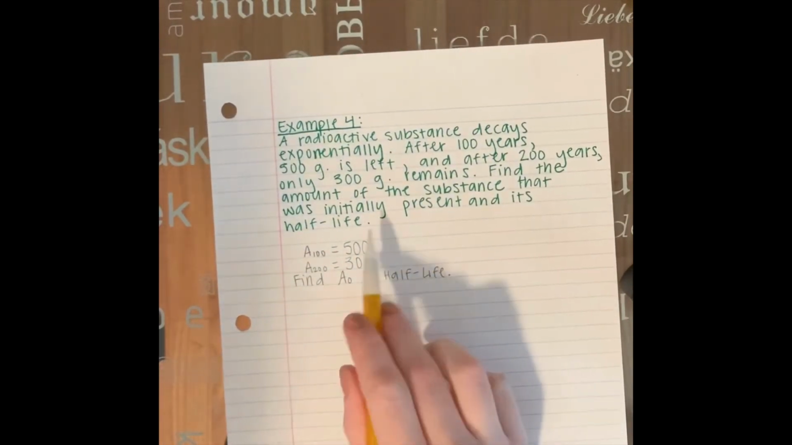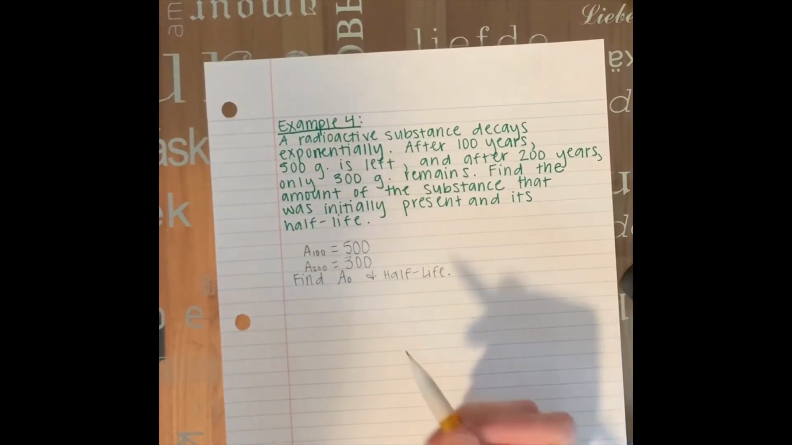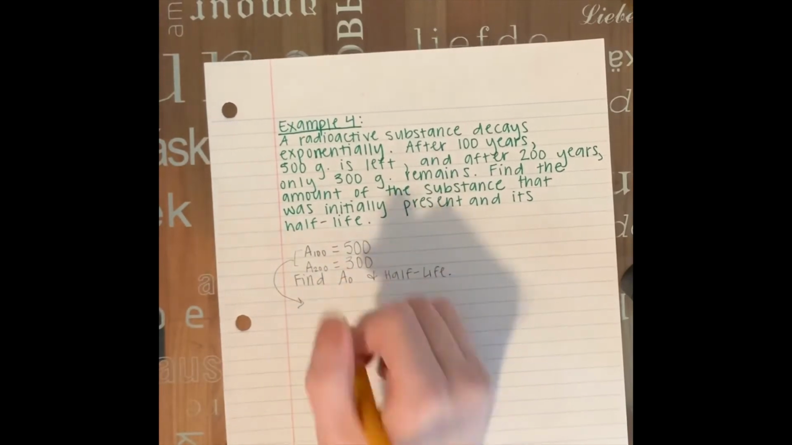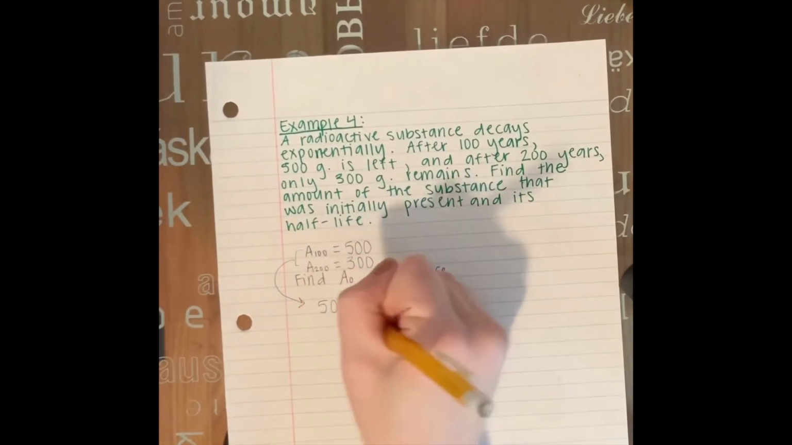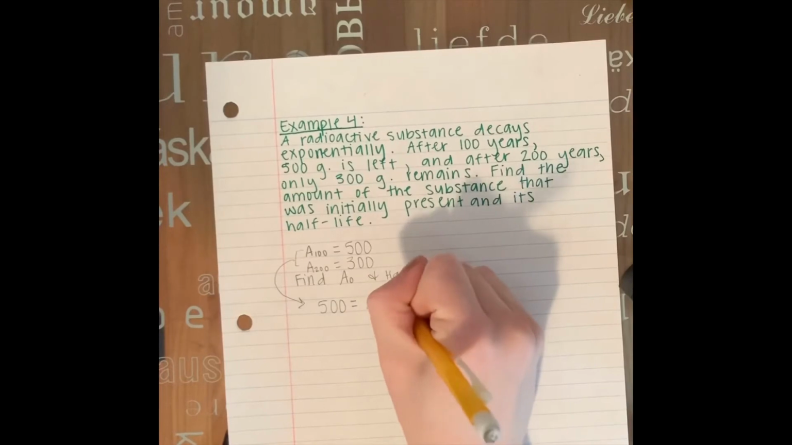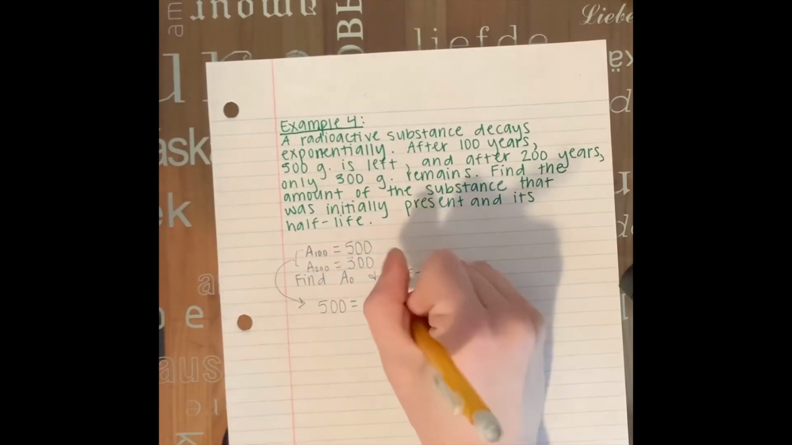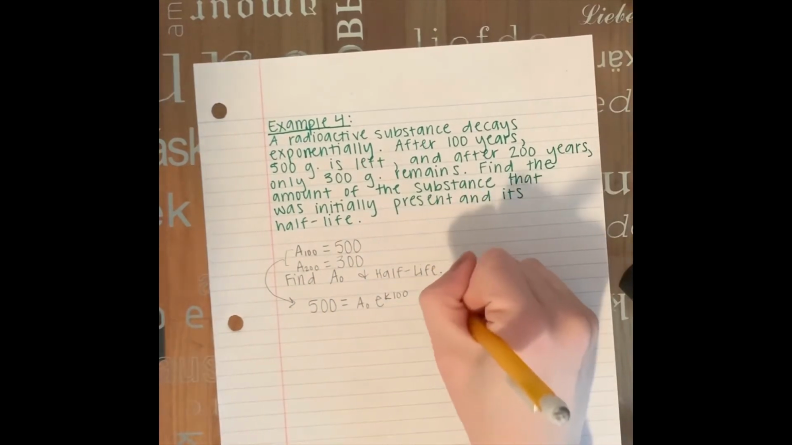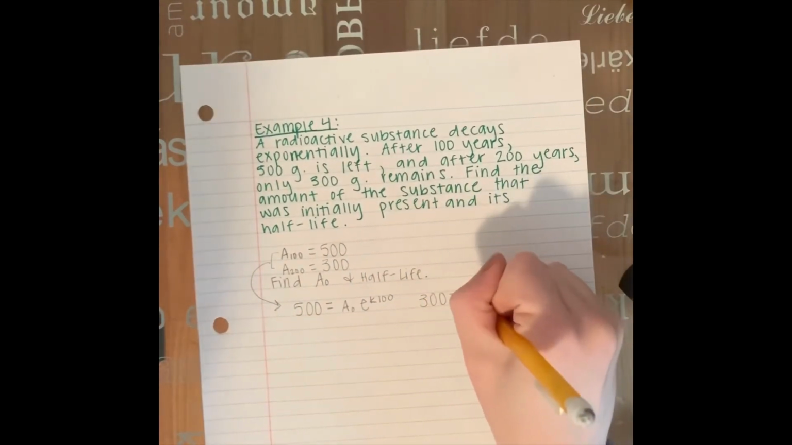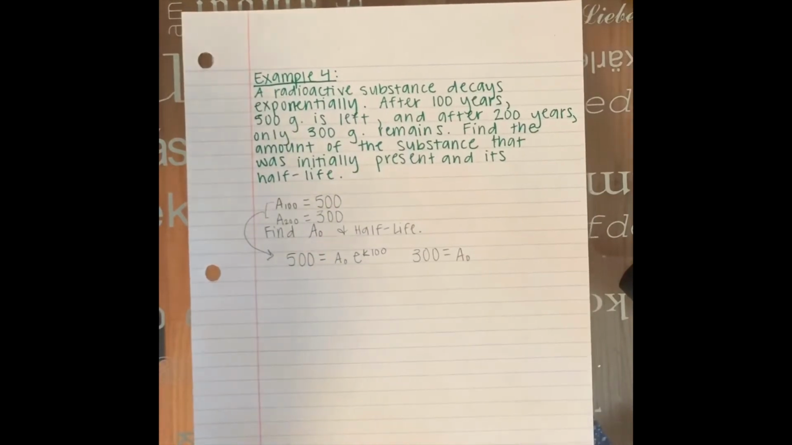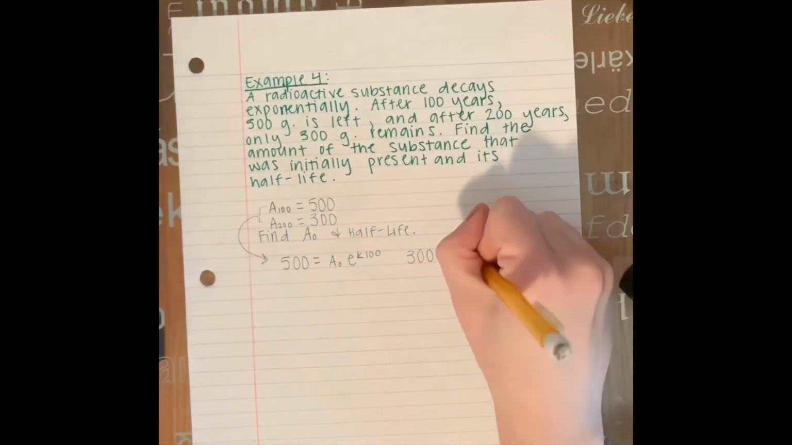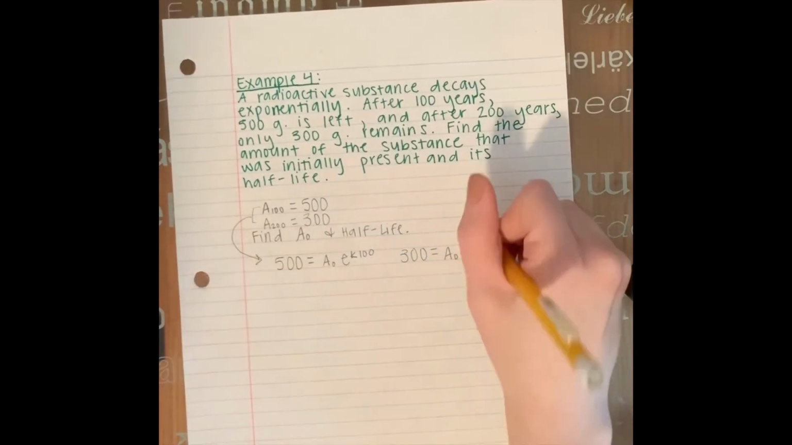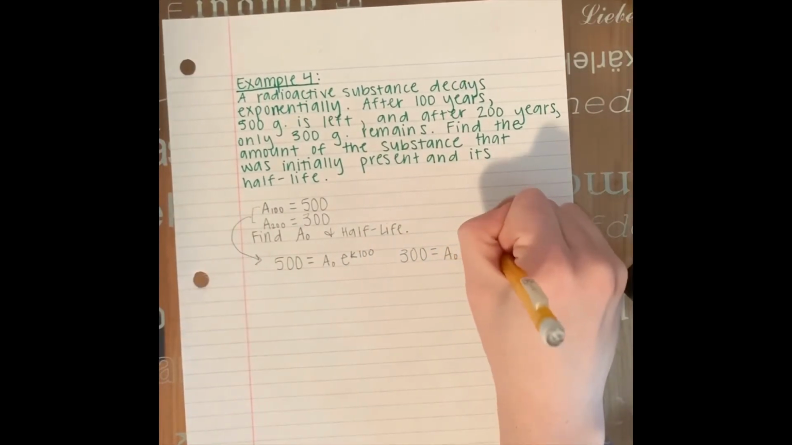All right, so this is an interesting problem because we're not given A of 0. So let's write both of these as equations. A of 100 would be 500 equals A sub 0 e to the k, and our t is 100. And then A of 200 would be 300 equals the same initial substance, but we don't know how much it was. That's what we have to look for. e to the k, it's going to be the same k, we just don't know what it is yet, times 200, our time here.